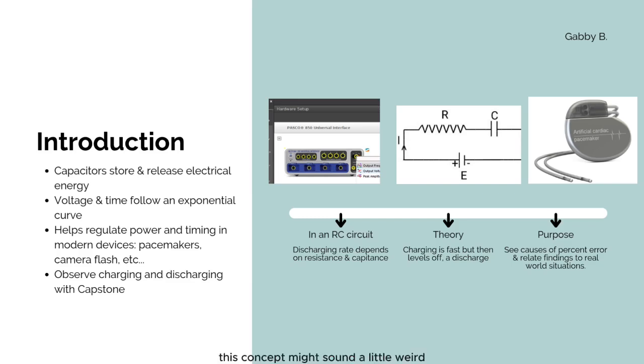This concept might sound a little weird, but it's used in many real-world technologies. For example, capacitors are used in camera flashes. They charge up and release a burst of energy all at once when you take a picture. And they're also used in heart pacemakers, where a capacitor discharges periodically to send a precise electrical pulse that keeps the patient's heart beating as it should.